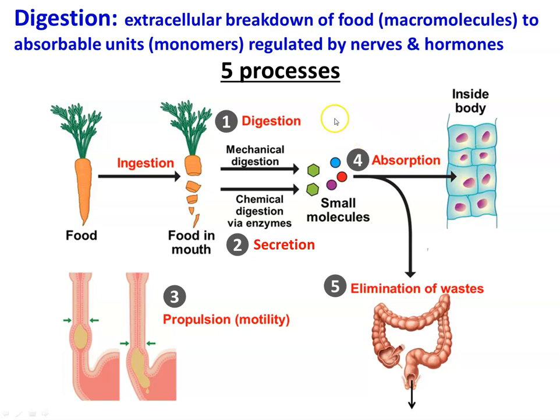Now, in order to undergo digestion and absorption, we need to now have propulsion or motility. And all that means is we got smooth muscle moving the food down our digestive tract. And then when we're done absorbing, we eliminate whatever we did not take up into our bodies.